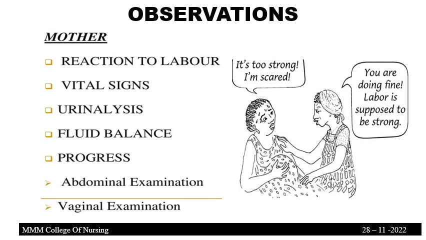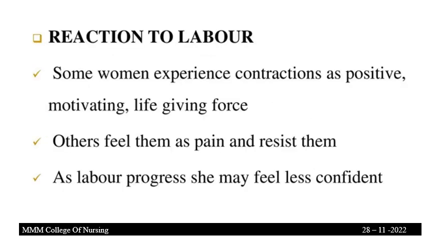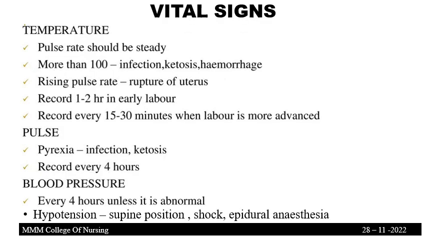Observation. So these are the observations to be done for the mother: how she is reacting to the labor, her vital signs, urinary analysis, fluid balance, progress in the abdomen, progress in the vaginal examination. Regarding reaction, some women may experience contractions as a positive, motivating and life-giving force. Others feel them as pain and resist them. As labor progresses, she may feel less confident.